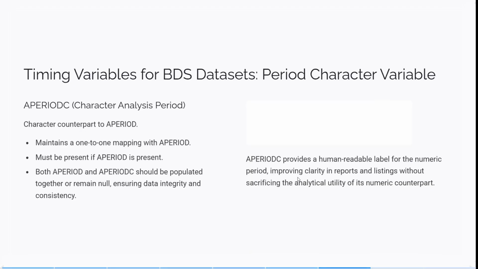Okay, so the next one, the timing variables for the BDS datasets, period character variables. This is the character analysis period, and before it was the analysis period in numeric format. It maintains one-to-one mapping with APERIOD and must be present if APERIOD is present. Both APERIOD and APERIODC should be populated together or remain null, ensuring data integrity and consistency. APERIODC provides a human readable label for the numeric period, improving clarity in reports and listings without sacrificing the analytical utility of its numeric counterpart.